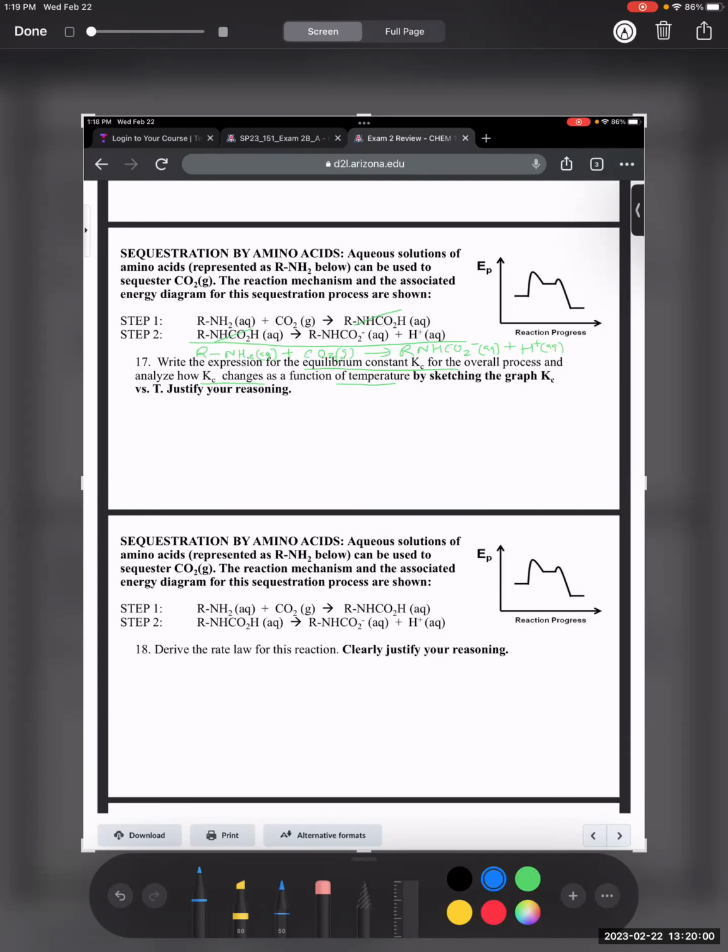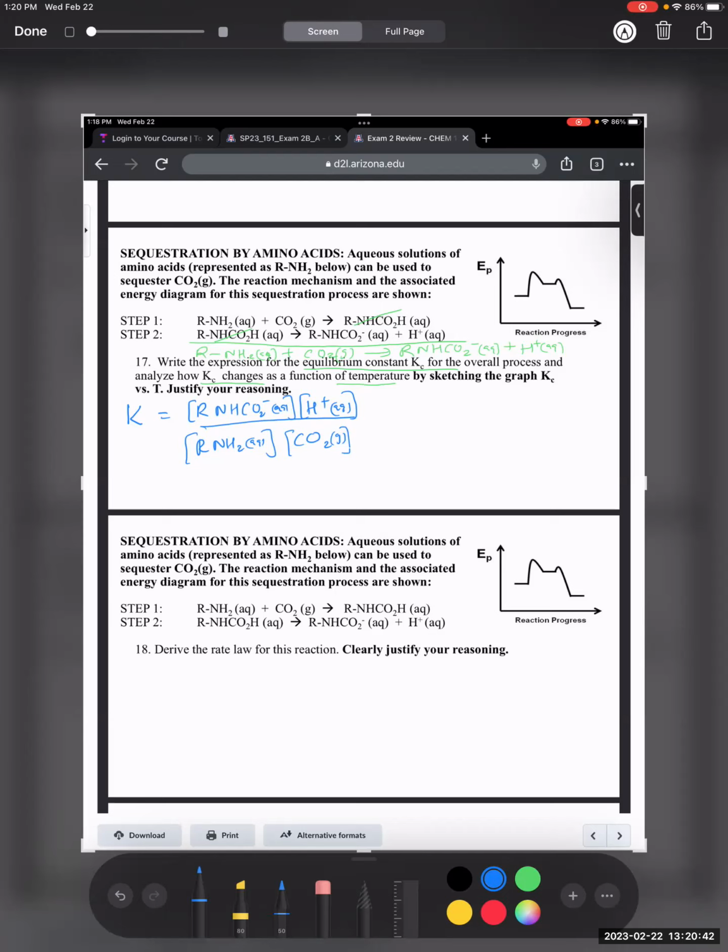And then the equilibrium constant expression should look something like this. K is equal to products over reactants. Products are the RNHCO2 minus concentration times the H plus concentration, over the RNH2 (aq) concentration times the CO2 gas concentration. Okay, and that's the equilibrium constant expression.